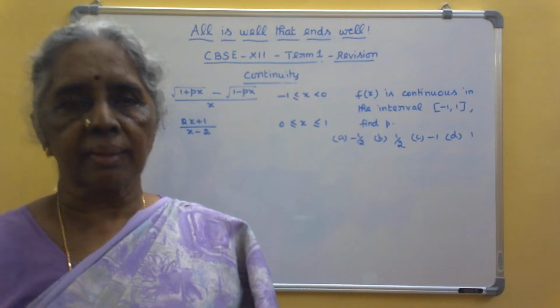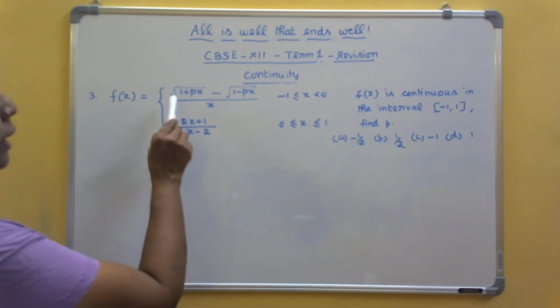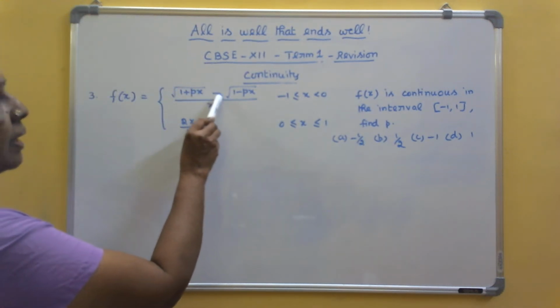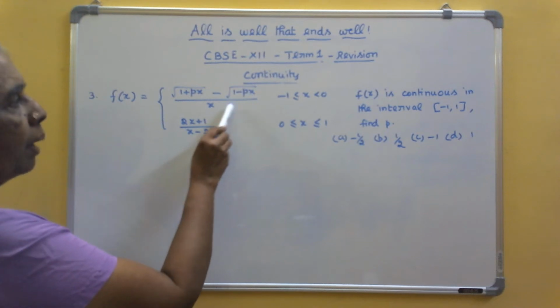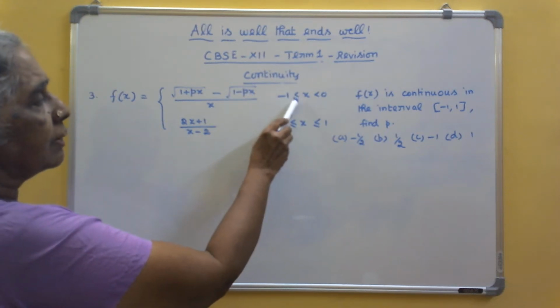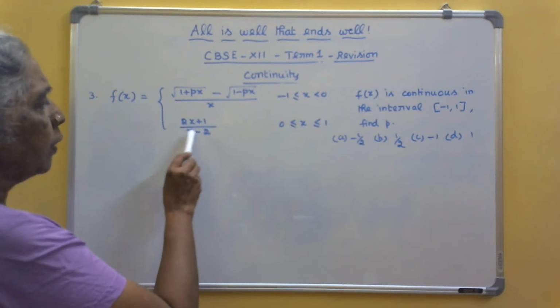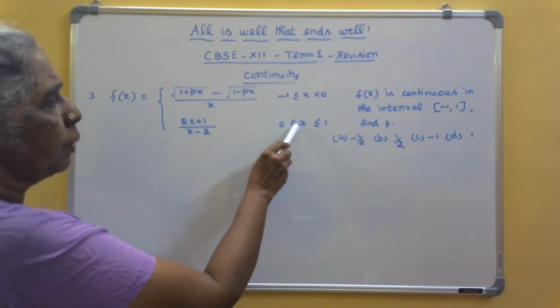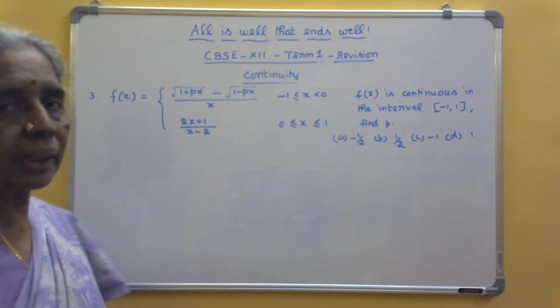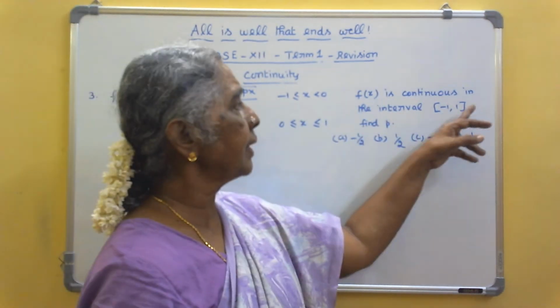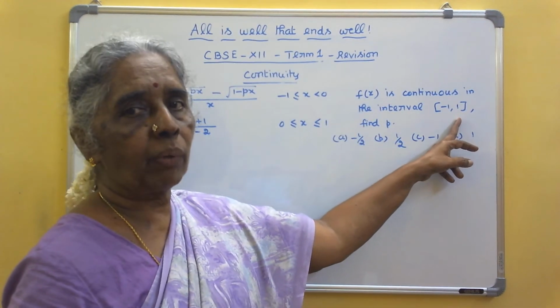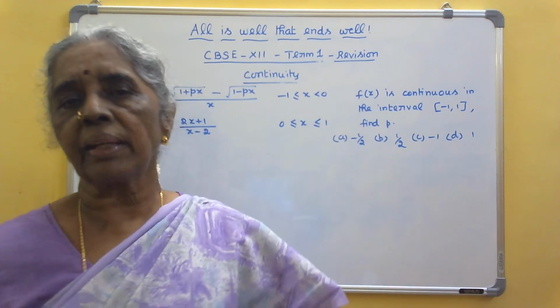Let us now see the third sum. f of x is equal to (root of 1 plus px minus root of 1 minus px) by x for minus 1 less than or equal to x less than 0. It is (2x plus 1) by (x minus 2) for 0 less than or equal to x less than or equal to 1. It is given f of x is continuous in the interval minus 1 comma 1. Find p. 4 options are given.